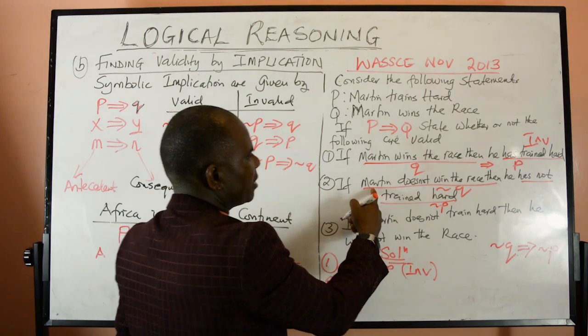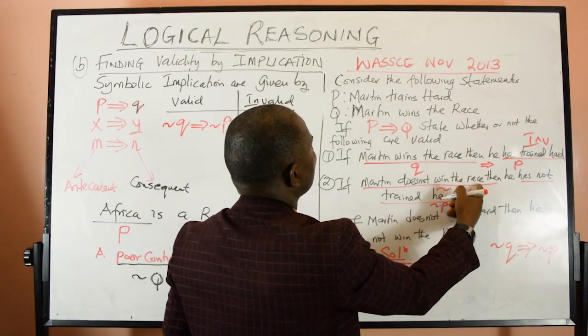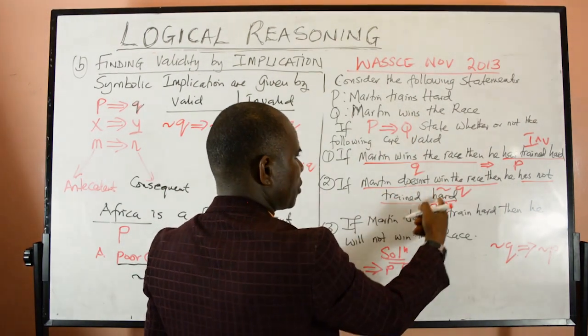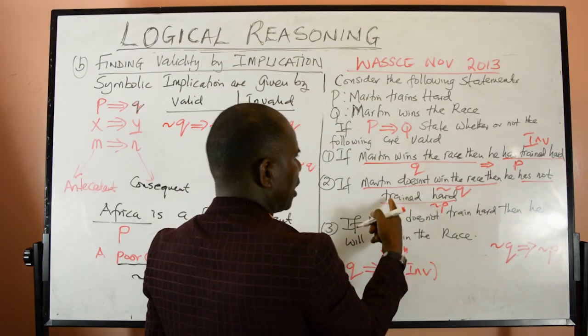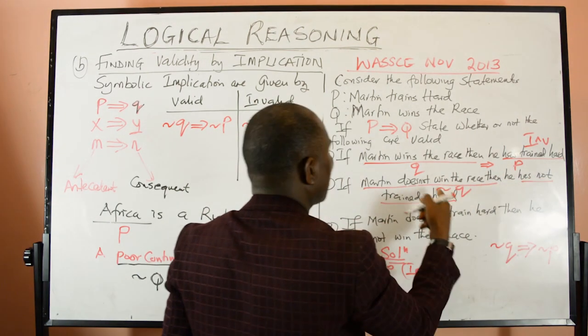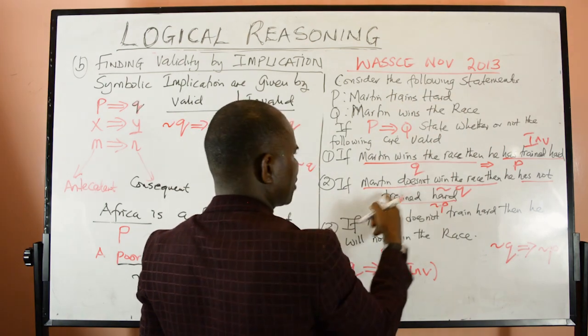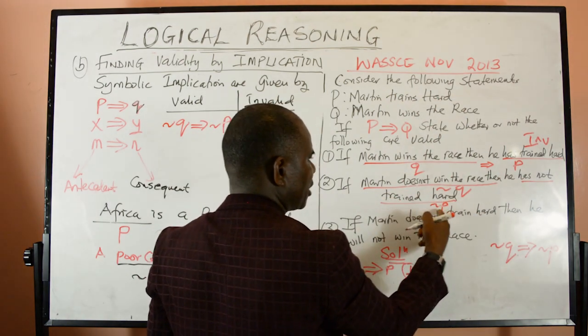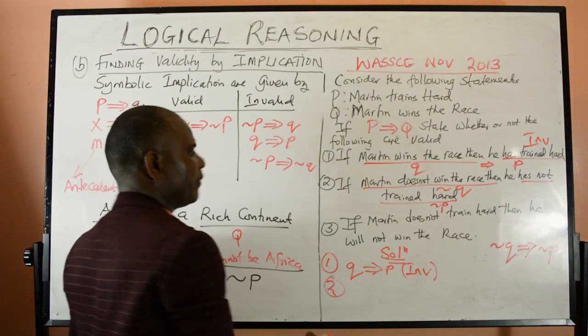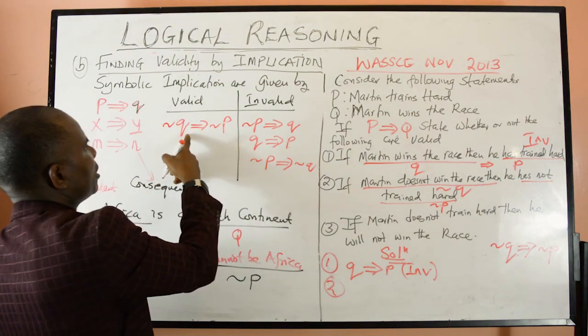This is Martin does not win the race. Win the race is Q. So does not win the race is negate Q. And has not trained hard. Train hard is P. Has not trained hard is negate P. So that makes the conclusion valid because we said the assertion is this and that.